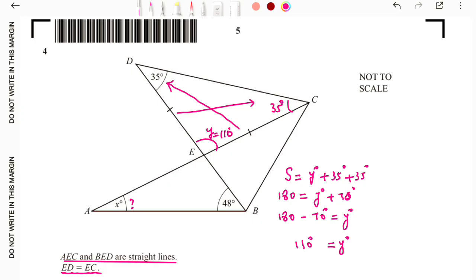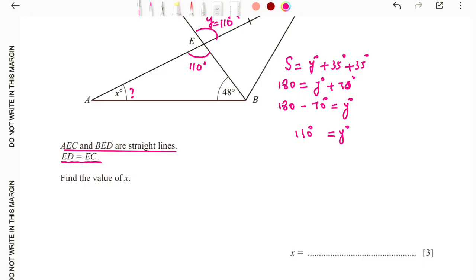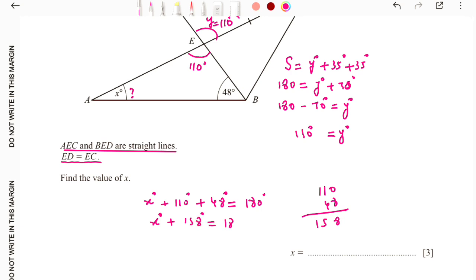As we have to find out angle x, just see, this is the vertically opposite angle, that is also 110. Now we will again use the same property to find out angle x, that is angle x plus 110 plus 48 is equal to 180 degree. Just add 110 with 48, we get 158. So x degree plus 158 degree is equal to 180.